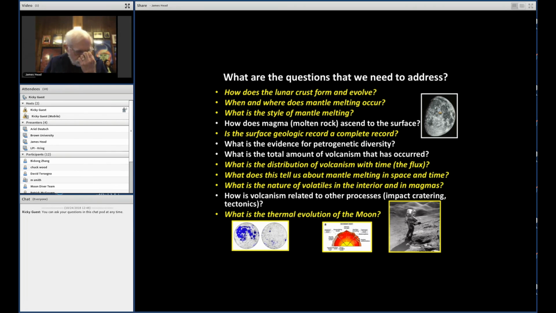If volcanism occurred or has occurred in the last 100 million years or so, what's going on in the lunar interior to allow this type of activity? That's a really good question, and I think that's the big question.